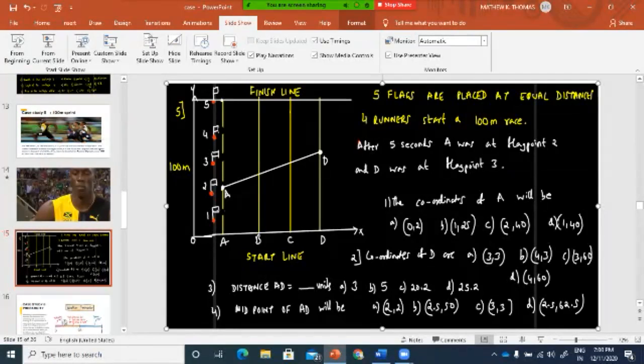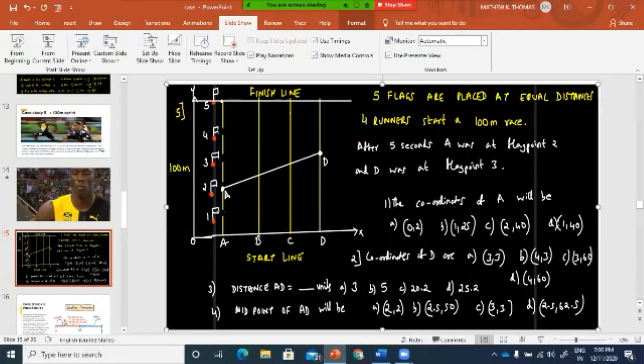So here the answer is going to be, any guesses? 2.5 and 50. Correct, ma'am. So this is going to be 2.5, why? Because this is 1 and this is 4, right? So 1 plus 4 is 5, 5 by 2 is 2.5. So X coordinate is going to be 2.5 and this Y coordinate is 40 and 60 here. 40 plus 60, 100, 100 divided by 2, 50. So the option here is B, 2.5 and 50, right? So we go to the next one now.